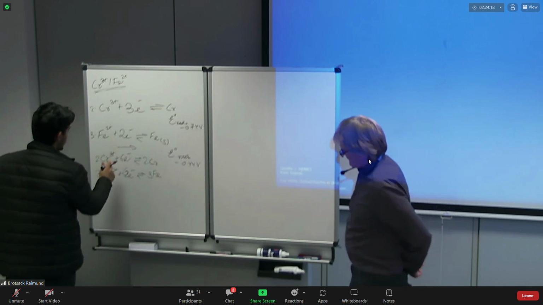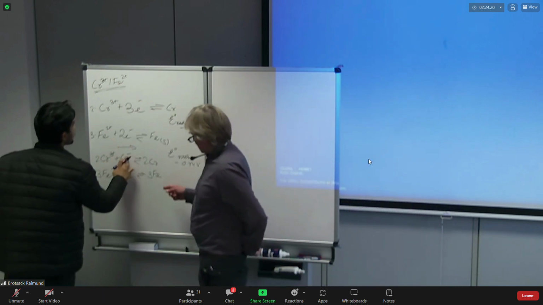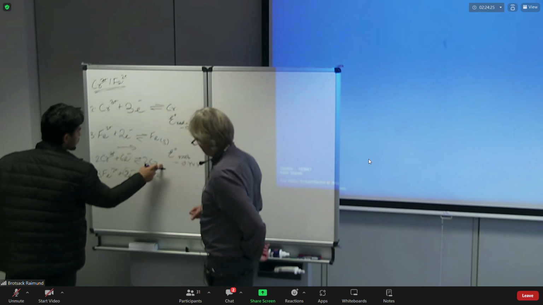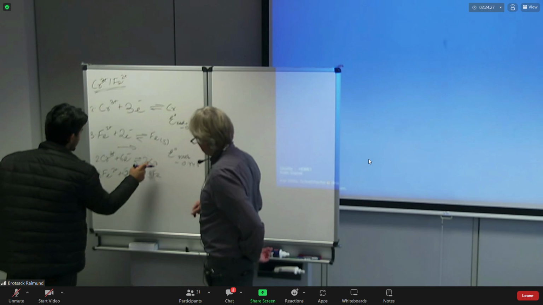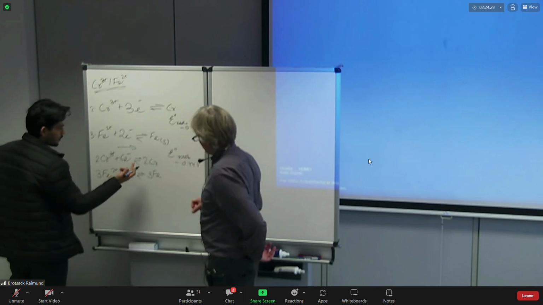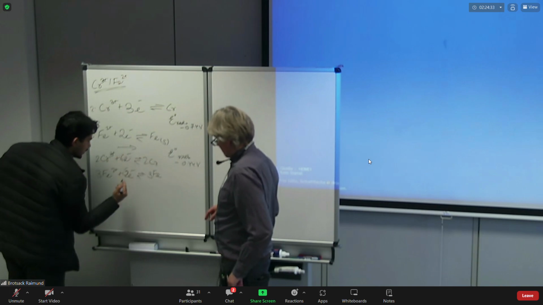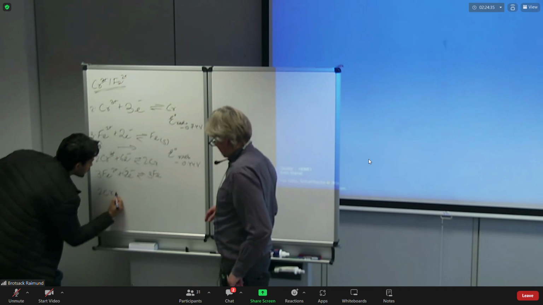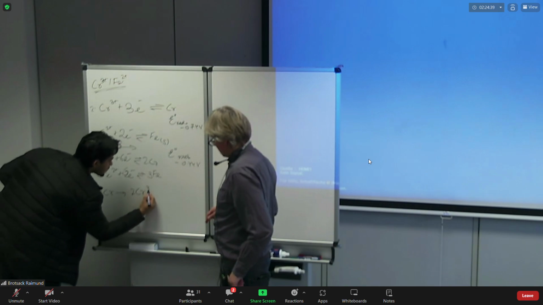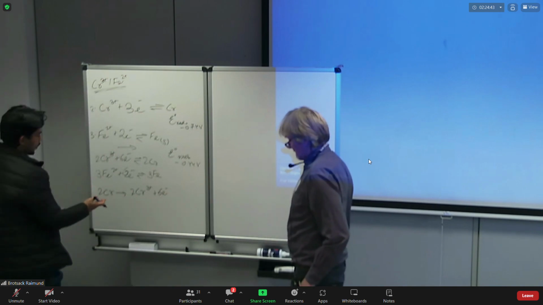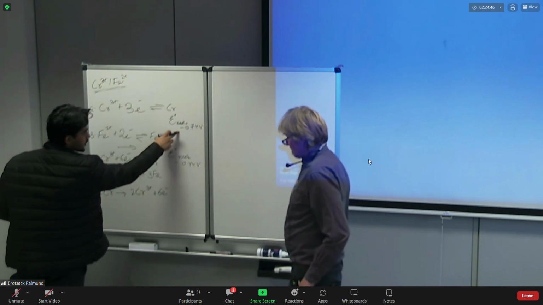I mean, sorry, it would be the wrong way around. It would be reduction. It's not supposed to be getting reduced. If this guy is getting oxidized, it should go from right to left. So it should go 2 Cr to 2 Cr3+ plus 6 electrons. What I want to ask, though, is when we change the direction, do we also change the value from negative to positive?